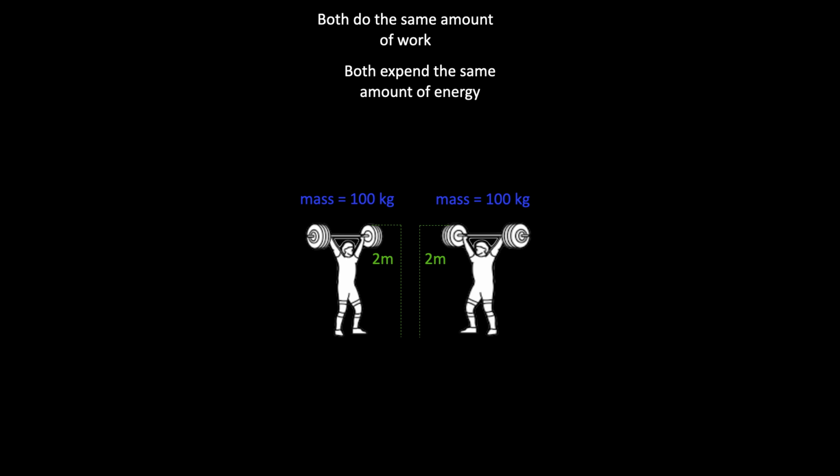In terms of physics, work equals mass times acceleration of gravity times height, which equals 100 kilograms times 9.8 meters per second squared times 2 meters, which equals 1,960 joules.